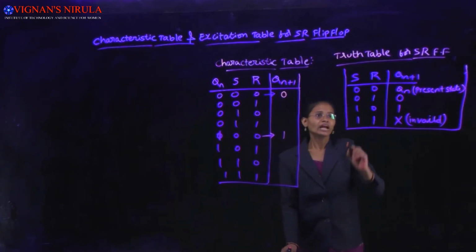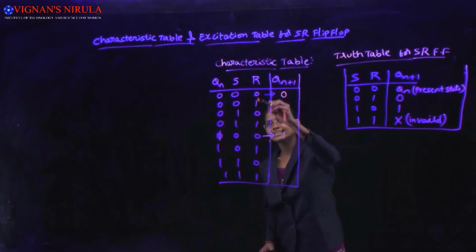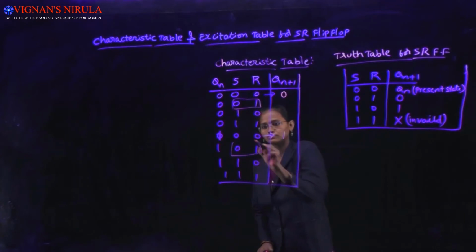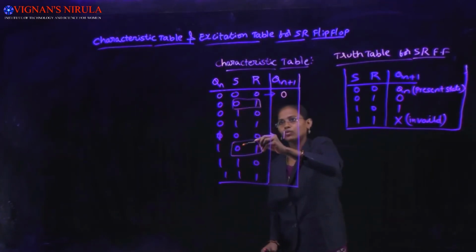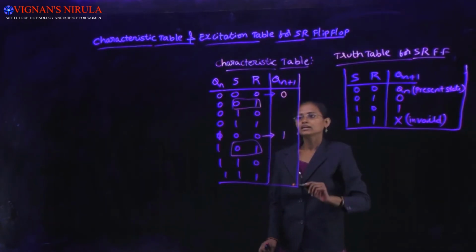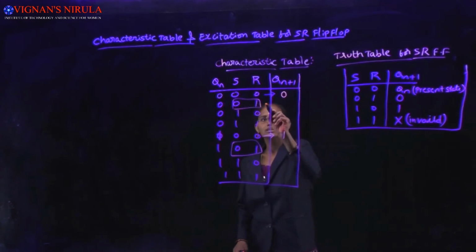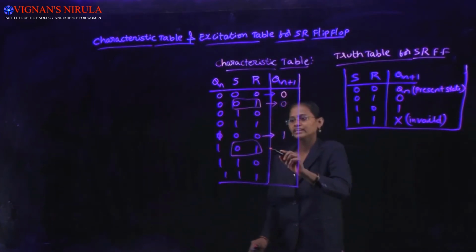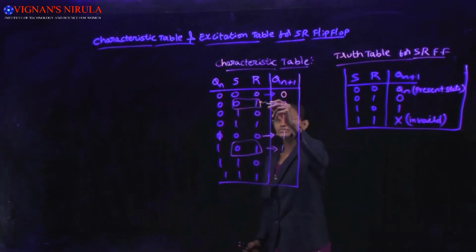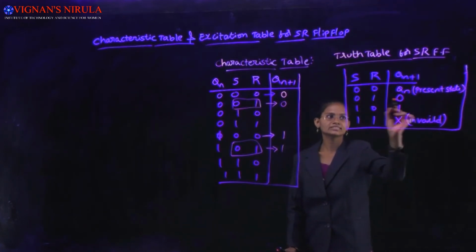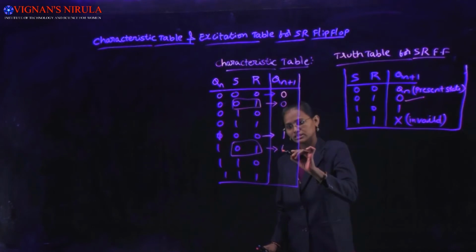Next, set is 0 and reset is 1. Observe these two. Set is 0 and reset is 1. Here what is the present state? 0. And here also set is 0 and reset is 1. In that case, by using the truth table, set is 0, reset is 1, that is reset, that is 0.